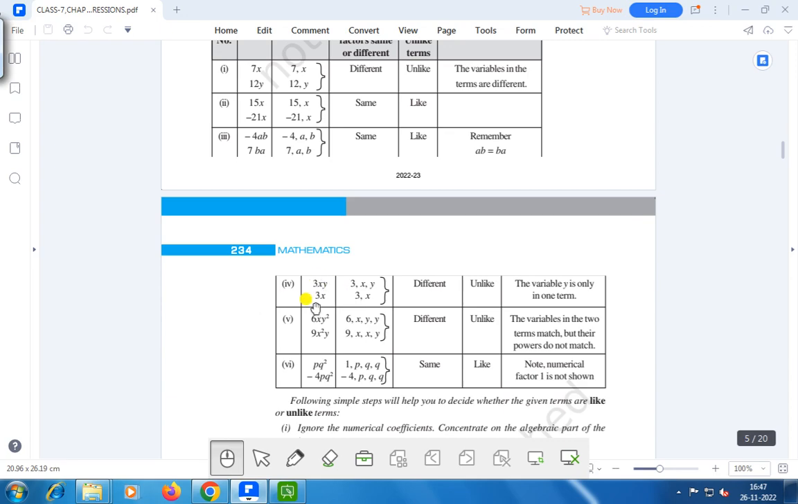In this you can find whether it is different or not. Here the terms 3xy and xy, it is different. 6xy square, 9x square y, it is different and unlike terms. Pq square or qp square, these are like terms, same, that is like, not numerical factor 1 is not shown, right?